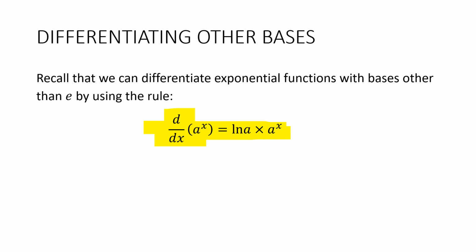Now we can differentiate other bases. We did learn this back in year 11 with exponential functions. So we know that the derivative of e to the x is e to the x, but if we've got the derivative of a to the x, all we need to do is multiply that by ln a, and this is on your formula sheet. Here's an example. The derivative of 3 to the x is just going to be ln 3 multiplied by 3 to the x.